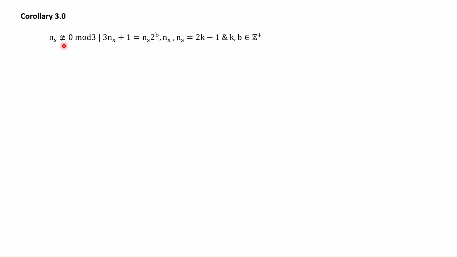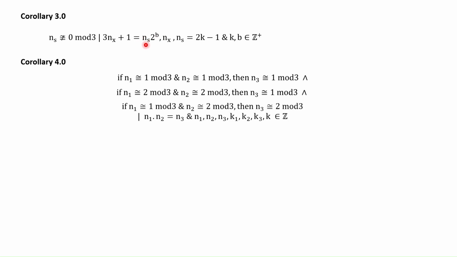Let's talk about corollary 3. ns cannot be congruent to 0 mod 3. It is basically self-evident, but it's actually instrumental in the paper, so I gave it a special place. It basically means that here what we have is 3 into some number plus 1. So this is always going to be 1 mod 3. Now 2 to the power b can be 1 mod 3 or 2 mod 3, we don't care, but anyway ns cannot be 0 mod 3. It cannot be a number that is divisible by 3.